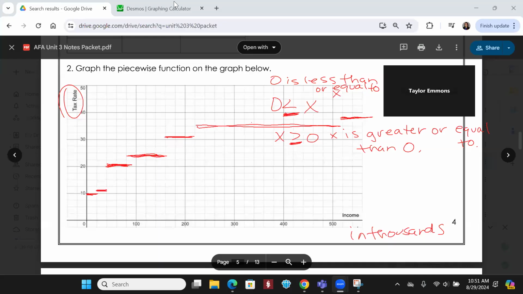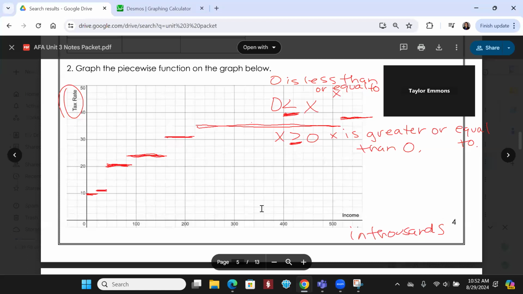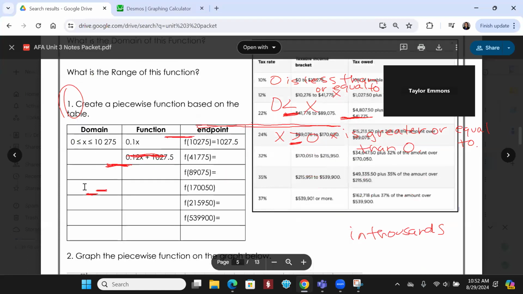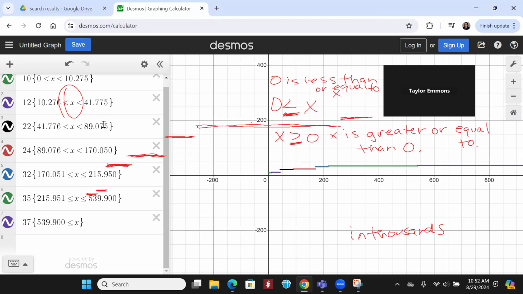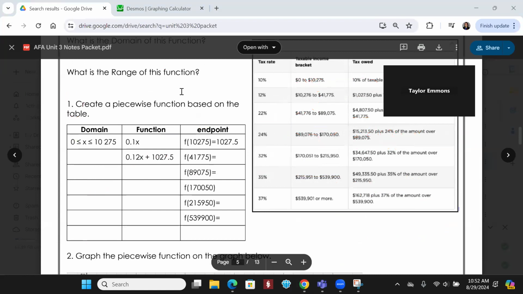After you draw your graph, I want you to take these that you did, put them back into thousands, and fill in your table for your domain. So you're taking this and filling in your domain table. For instance, we're going from 10,276 to 41,775. Does everybody see how you do that? Okay, fill this part in.